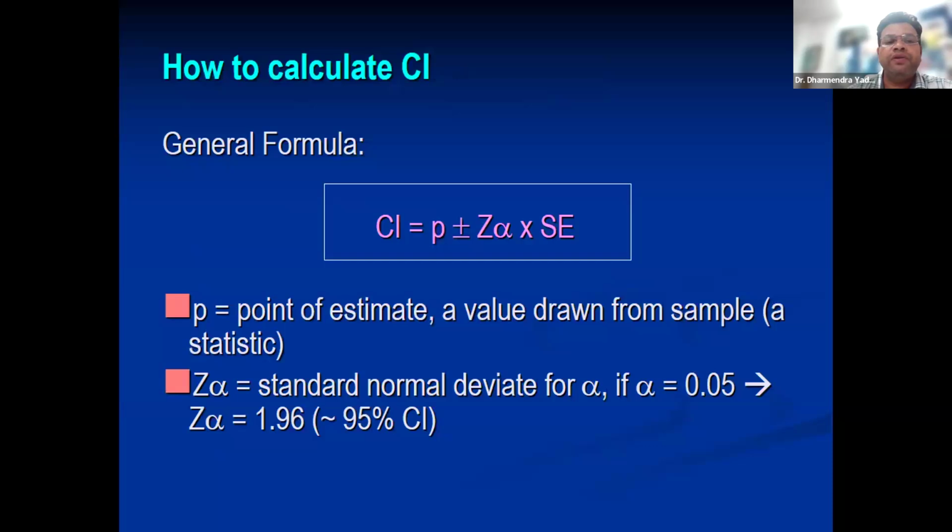So this is the general formula for calculating the confidence interval. This is the standard error, this is the Z value, and this is the point estimate. That is the sample mean, sample variance, sample standard deviation. So whatever the statistic value is, you have to calculate it with the help of the sample, or it is given in your question.